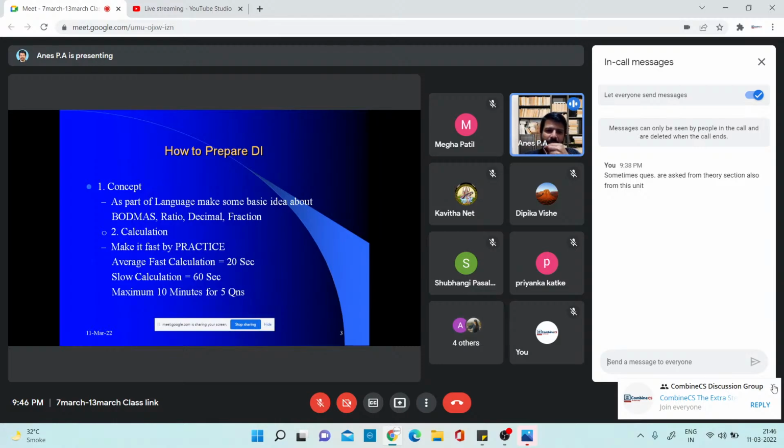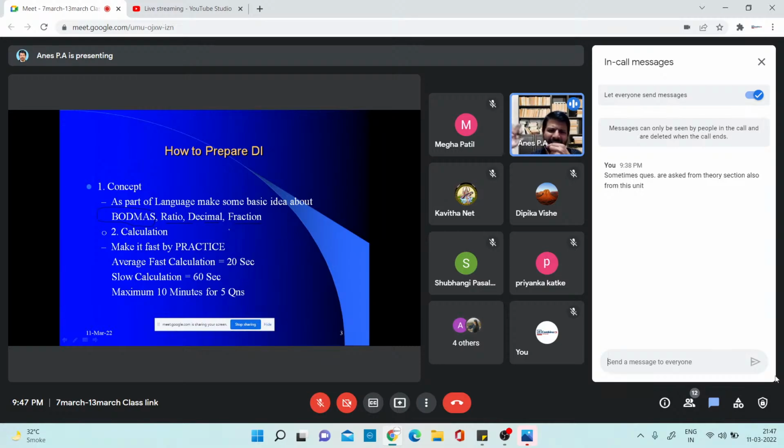As part of concept, along with language, we make some basic idea about BODMAS. You all know about BODMAS, that means the priority of calculation. You can look at it and understand BODMAS, ratio, decimal, fraction. Then only can you do some problems. I will share this slide with you, and you just Google the concepts of BODMAS, ratio, decimal, fraction, etc.